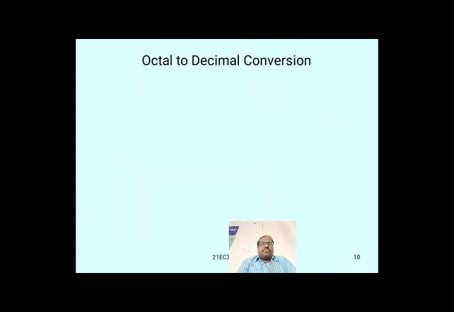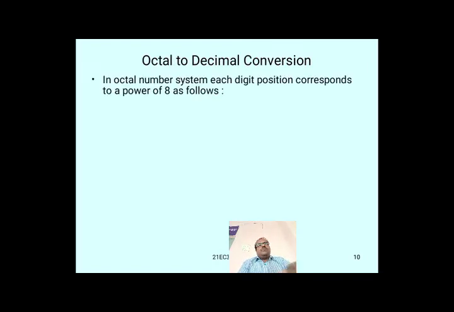Now, octal to decimal conversion. In previous slides we performed the conversion of decimal to octal. Now we are changing the conversion from octal to decimal. We are taking the octal value and converting that octal value into the decimal value. In the octal number system, each digit position corresponds to a power of 8 as follows.